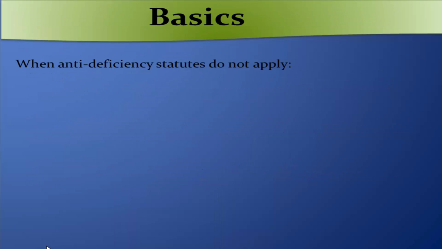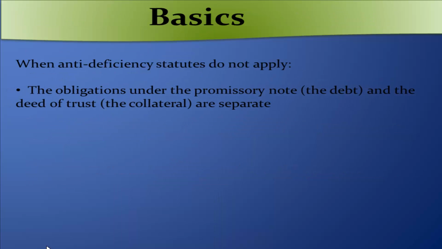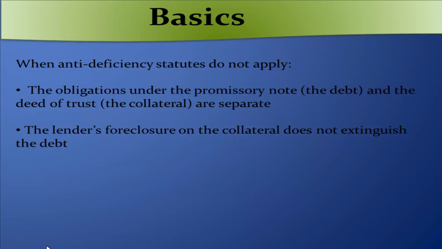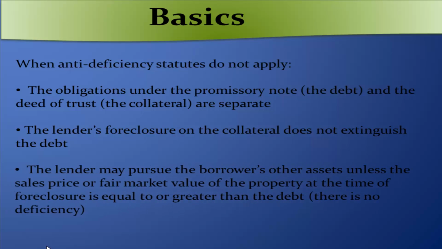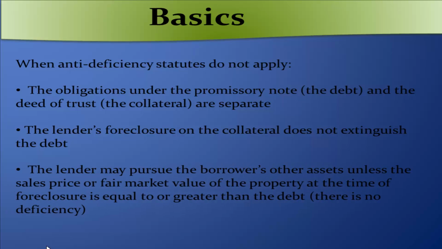So when the anti-deficiency statutes do not apply, again, the obligations under the promissory note, the debt, and the deed of trust and the collateral are separate. That means the lender's foreclosure on the collateral does not extinguish the debt if the anti-deficiency statutes don't apply, and the lender may pursue the borrower's other assets unless the sales price or fair market value of the property at the time of foreclosure is equal to or greater than the debt, so there's no deficiency.